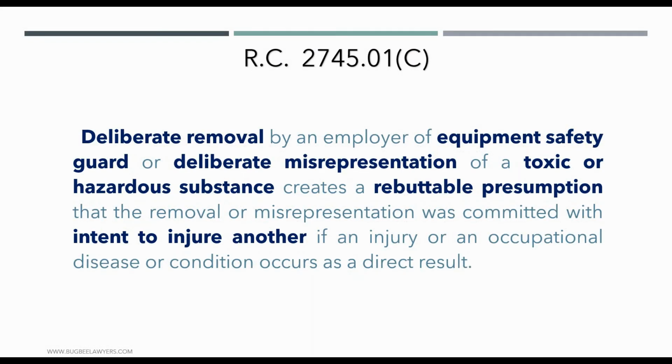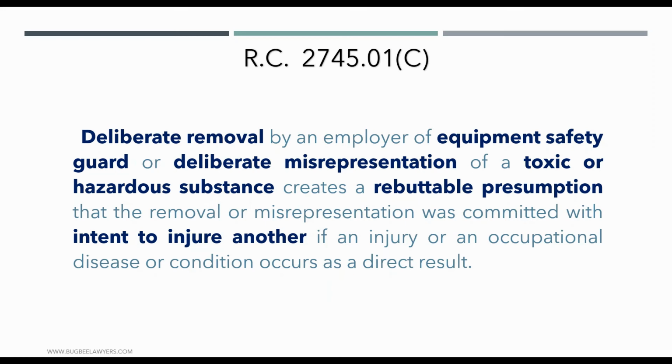Now, there's one other paragraph in 2745.01(C) that you need to be aware of. And it's up on the screen now. The deliberate removal by an employer of an equipment safety guard or the deliberate misrepresentation of a toxic or hazardous substance creates a rebuttable presumption that the removal or misrepresentation was committed with the intent to injure another if an injury results from the misrepresentation or the removal. That is C. So what does that all mean?